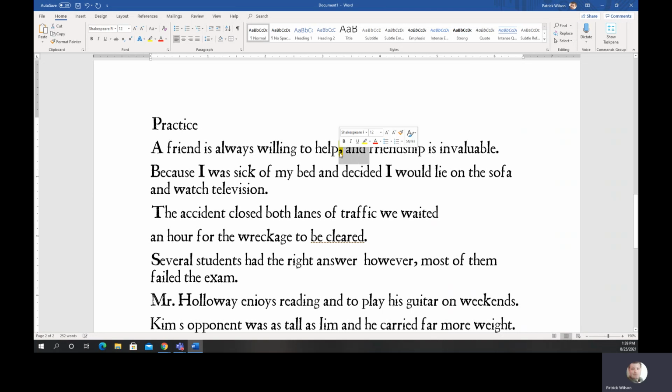You could also use just a basic period and capitalize the next word that starts the new sentence. That's method 2. Method 3 is that you can use a semicolon, which here, because of my font, let me get out of this font here for a minute so you can see that.